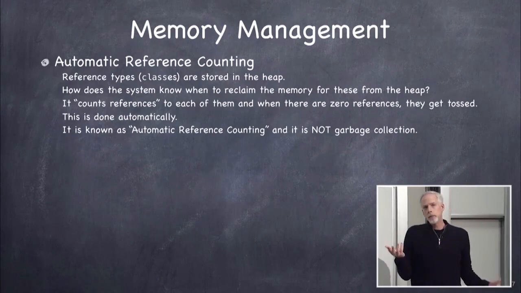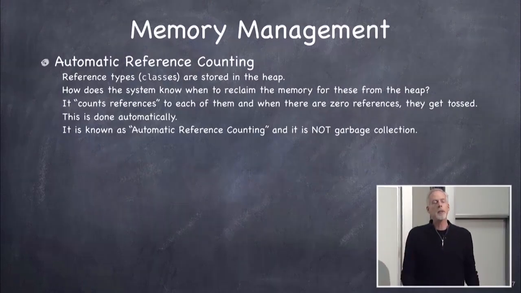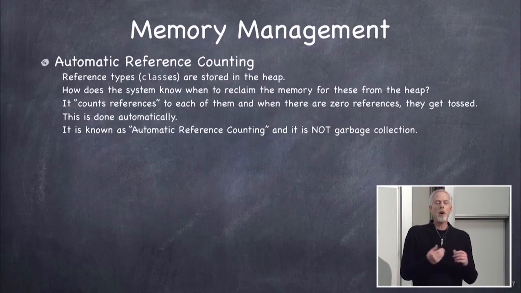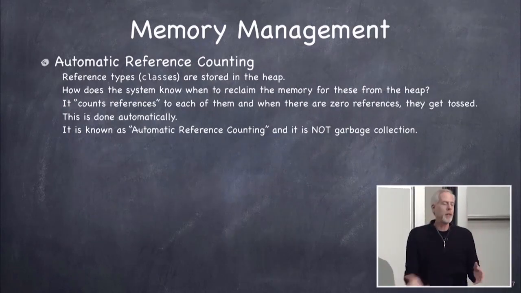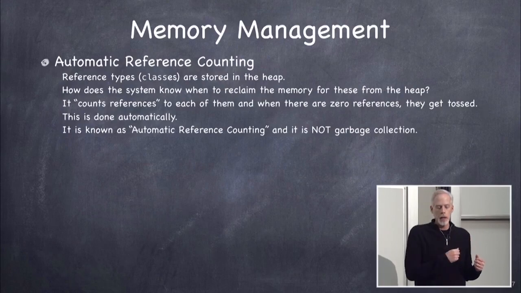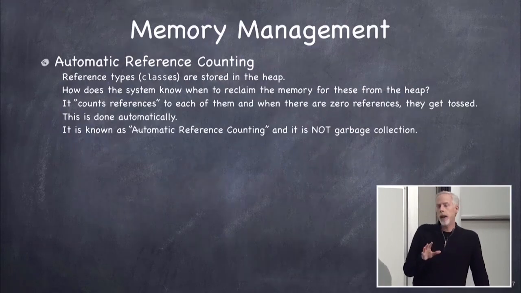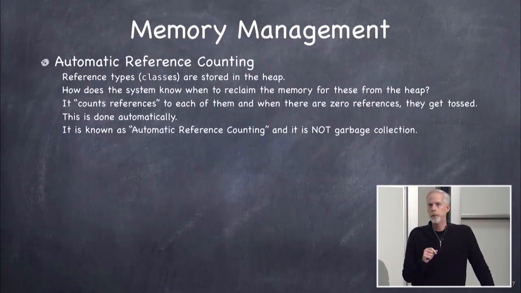Runtimes like Java do garbage collection. It's perfectly fine, I guess, way to do it. It involves going through the heap and marking the use of everything and then sweeping through and getting stuff that's not used. Swift doesn't do any of that. It uses a totally different mechanism called automatic reference counting.